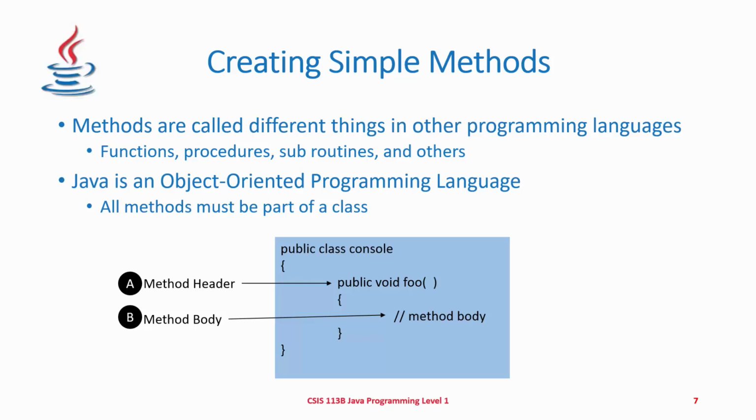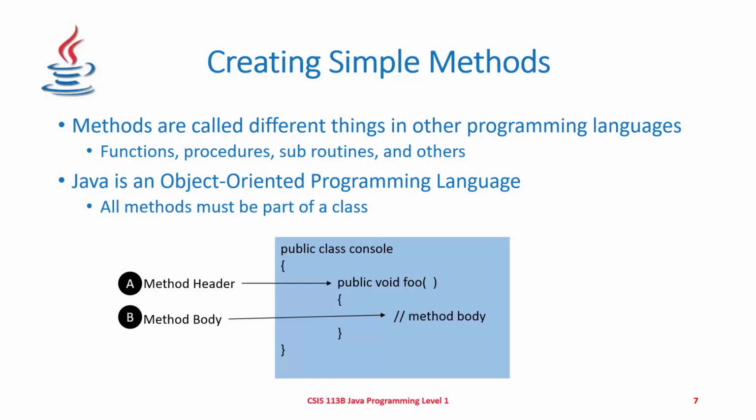As we pointed out earlier, methods are called different things in other programming languages. You'll hear them referred to as functions or procedures or subroutines, and there are some others as well. But they all mean basically the same thing, which is that you've created a little program that can accept values or not. You don't necessarily always have to accept values with a method, and it may or may not return a value. But it runs a little bit of code, and then it returns the flow of control back to the caller of the method.